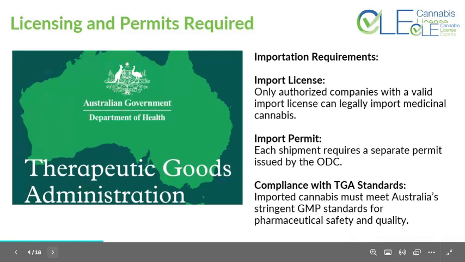Each shipment is going to require a separate permit that is issued by the Office of Drug Control and will have to meet the TGA standards for imported cannabis for medical use. And it is largely surrounding the GMP, or the good manufacturing practices, held to a pharmaceutical standard.